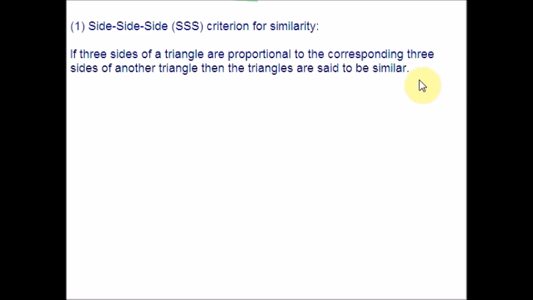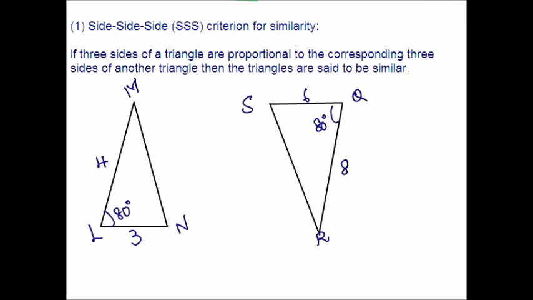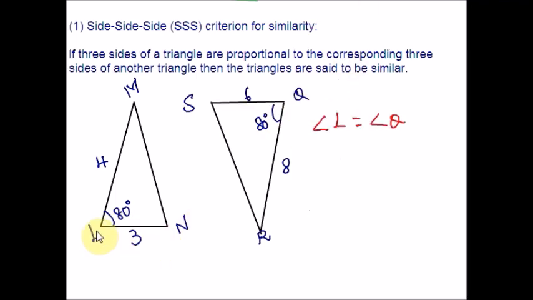Let me explain by drawing an example. Please look at the board. We have two triangles LMN and SQR. One of the angles for LMN is 80 degrees and two of the sides are 4 and 3. Same way, look at the other triangle. One of the angles is equal to 80 degrees and two of the sides are 6 and 8. Here these triangles are similar only if they satisfy the condition. Let me write it on the board. Please note that angle L is the same as angle Q. Same way, the side LM is equal to 4 and QR is equal to 8.